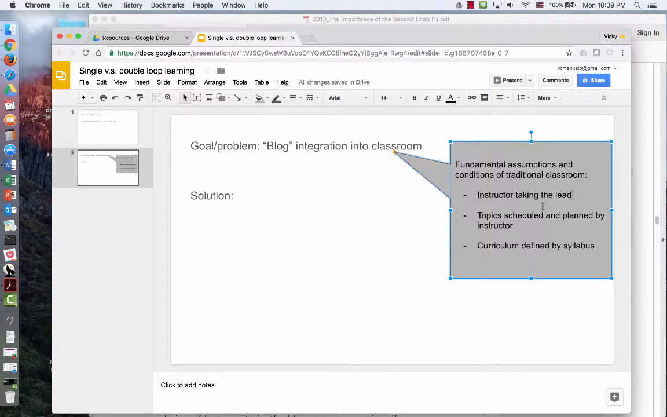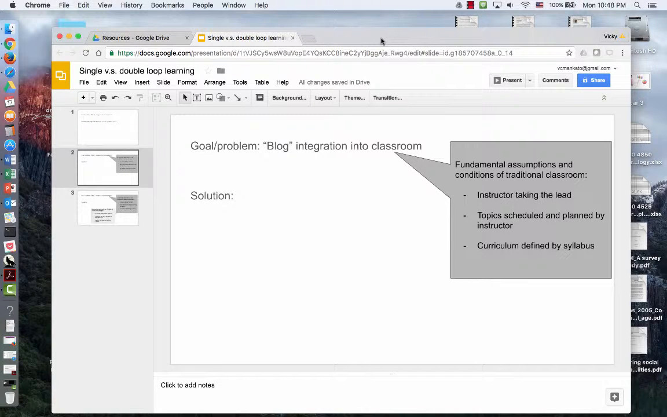For example, in a traditional classroom, the instructors often take the lead. The course topics are scheduled and planned by the instructor. Additionally, the curriculum content is often defined by the syllabus. So these are the fundamental assumptions of a traditional classroom. With the goal to introduce the new technology, the instructors started to think how the introduction of new technology would impact these conditions and assumptions of the classroom.